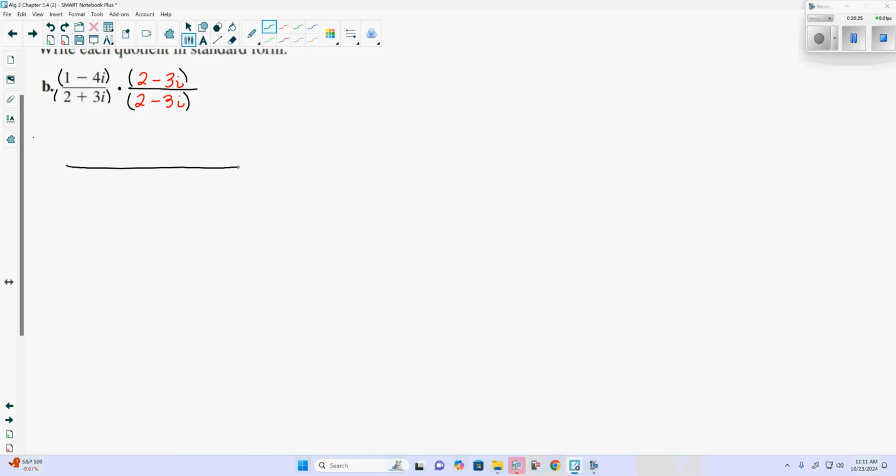So on top, we're going to multiply the 1 first. 1 times 2 is 2. 1 times negative 3i is negative 3i. And we're going to do the same thing with negative 4i. Negative 4i times 2 is negative 8i. And negative 4i times negative 3i is going to be plus 12i squared.